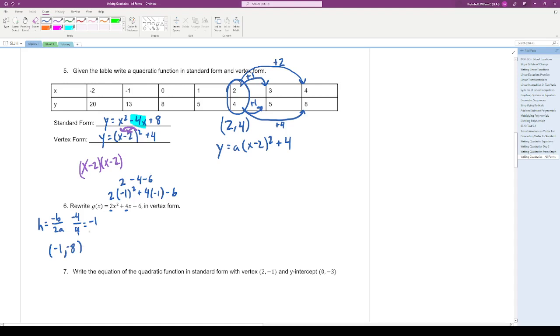So now that we know our vertex, we also, remember, know our a value. That's all we need to write the equation as y equals 2 times x plus 1 squared minus 8.